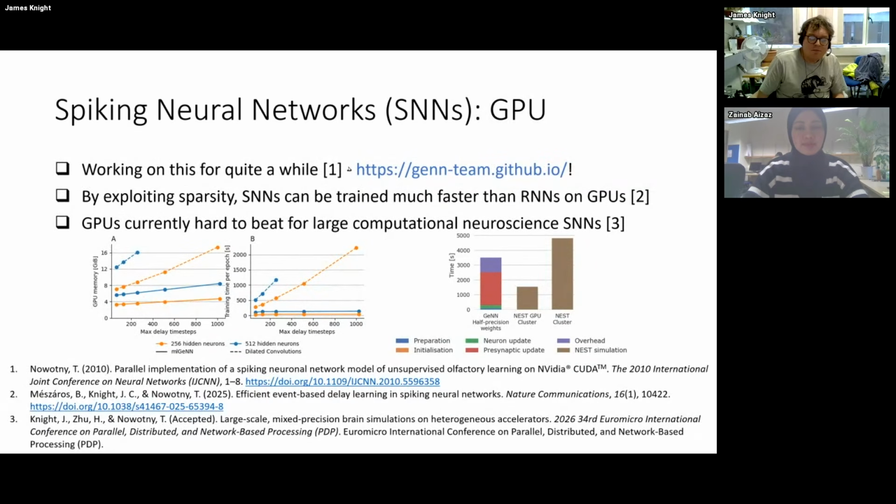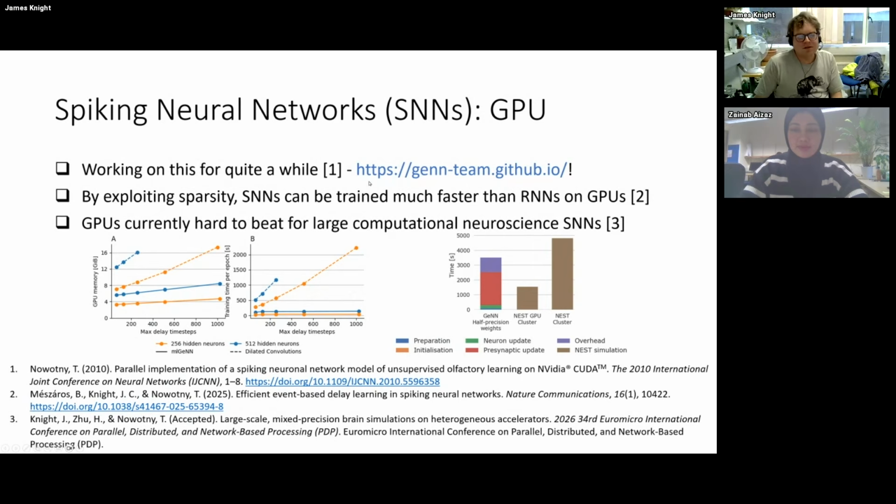In our group at Sussex, we've been working on accelerating spiking networks on GPUs for quite a long time. I think our first paper, with my colleague Thomas Novotny, was back in 2010 on one of the first CUDA GPUs. And now, 16 years later, we have a fairly mature library for simulating spiking networks on GPUs. Just go to our homepage, genn-team.github.io, if you're interested.